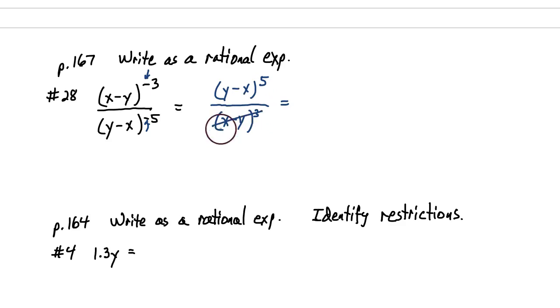So we can use all 3 of these to cancel away 3 of these, leaving an exponent of 2, but you have to realize when you canceled those things, it created a negative 1, not a positive 1. So our answer is negative 1 times y minus x squared.